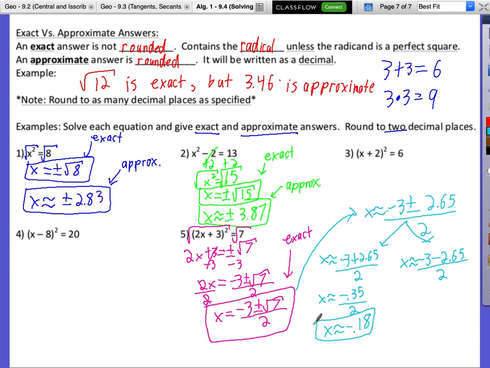Now, for this other one, negative 3 minus 2.65 is what then? Negative 5.65. And we divide that by 2 to get x to be approximately what, rounded to 2 decimal places, guys? Negative 2.83. So those would be our approximate answers.